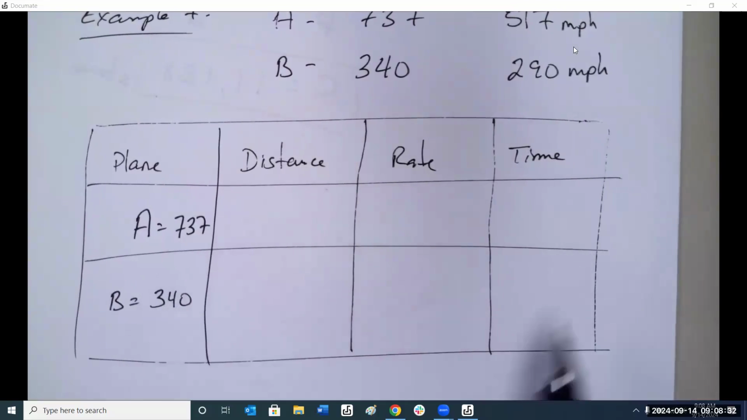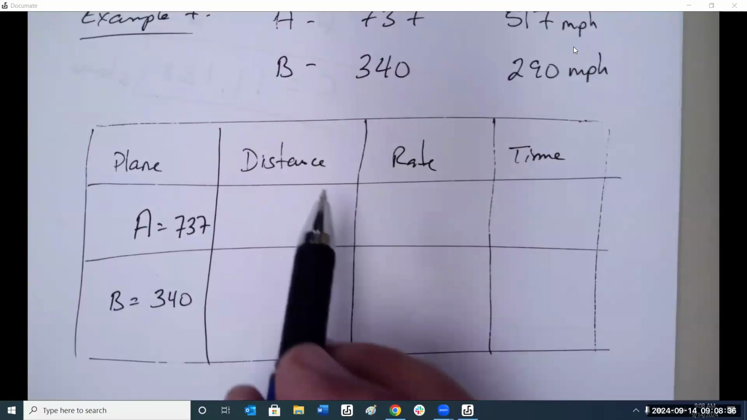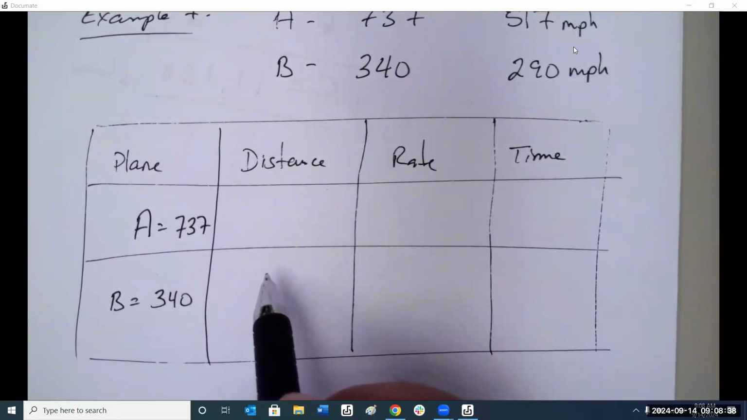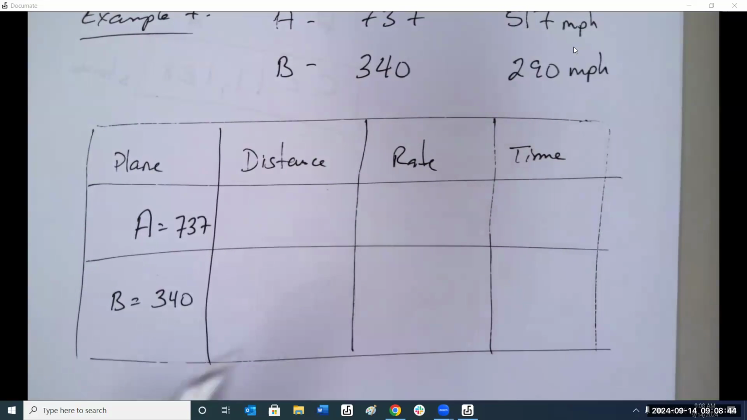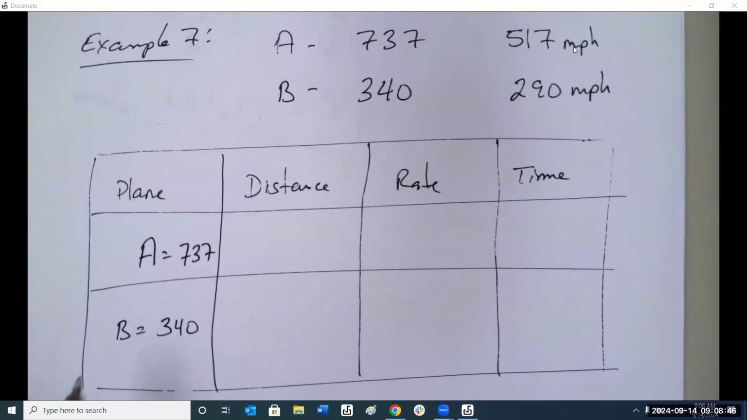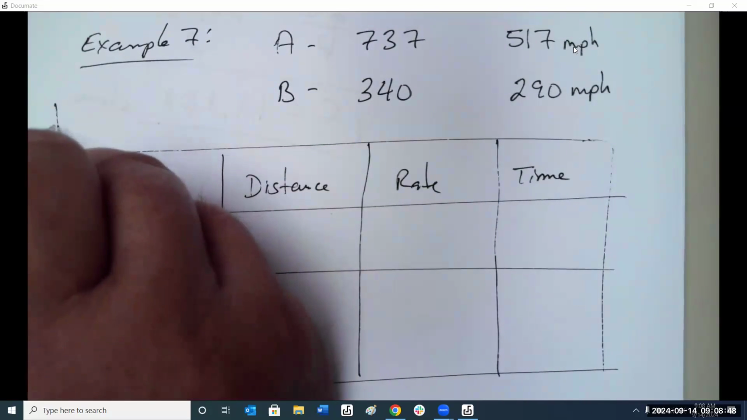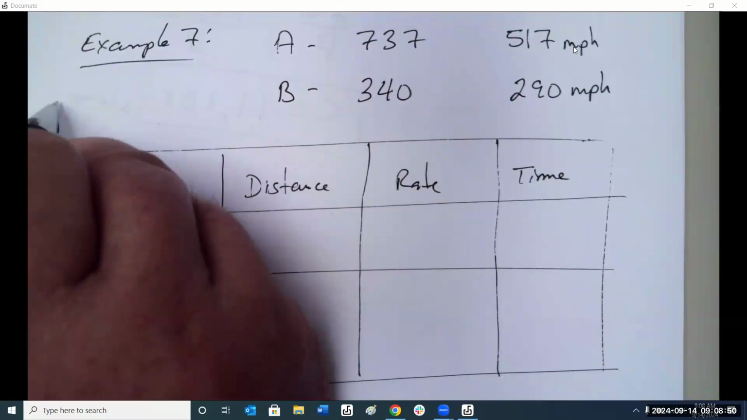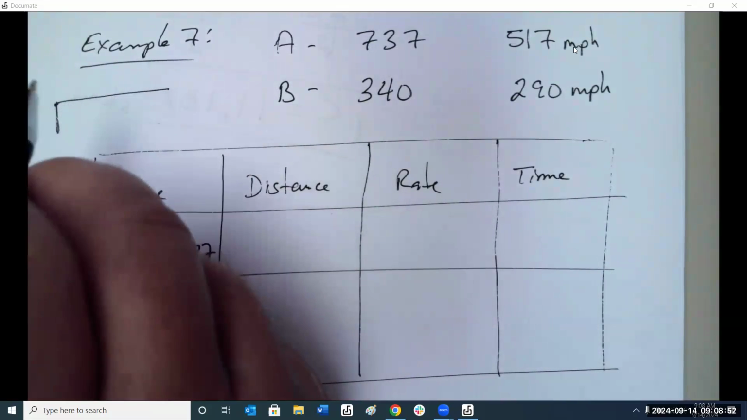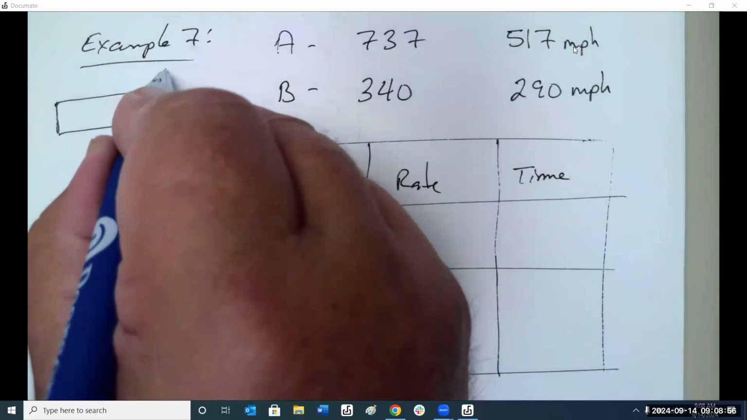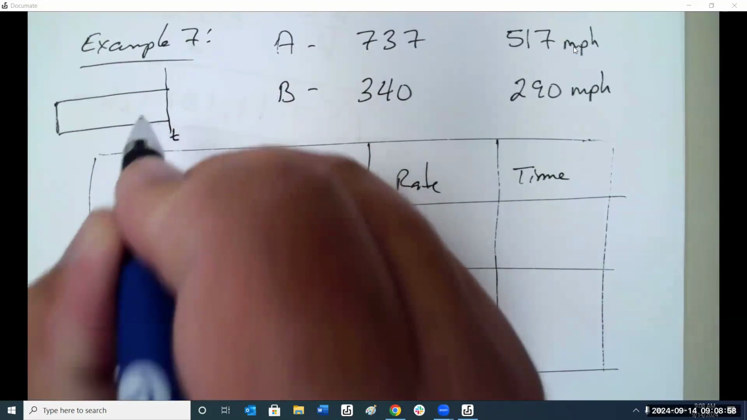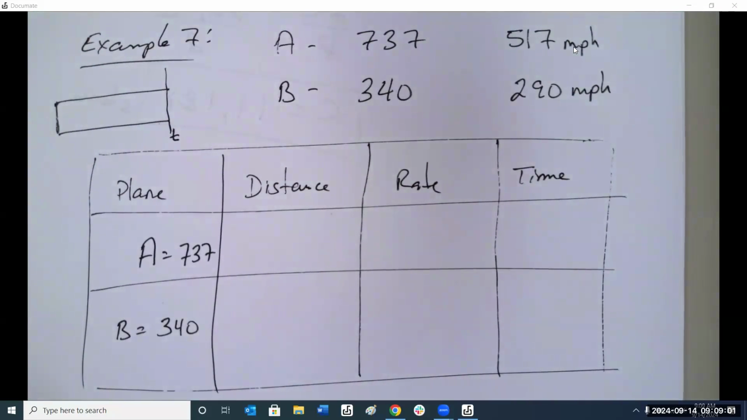So what do we know in this table? Do we know the distance? No, because the question is asking how long till they overtake. They're both starting from the same airport, and the Saab takes off first, and then the Boeing takes off. They want to know at what point, when do the airplanes equal?